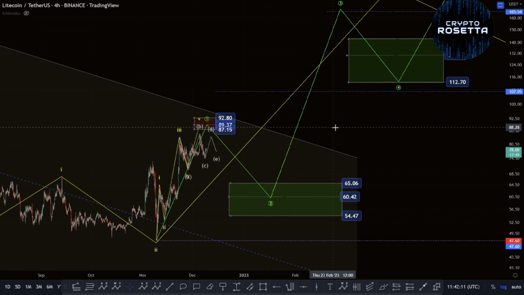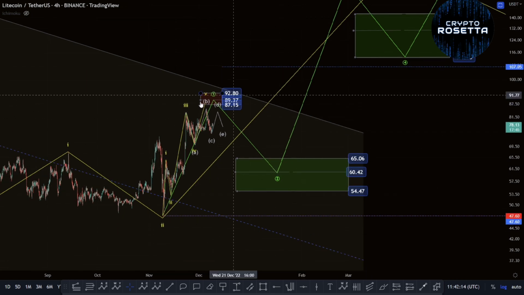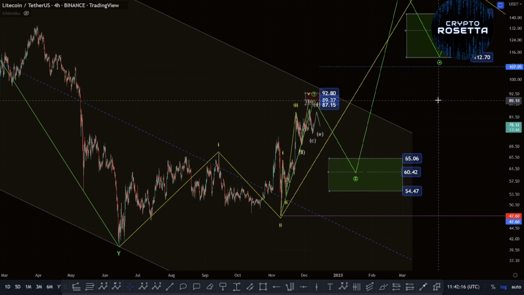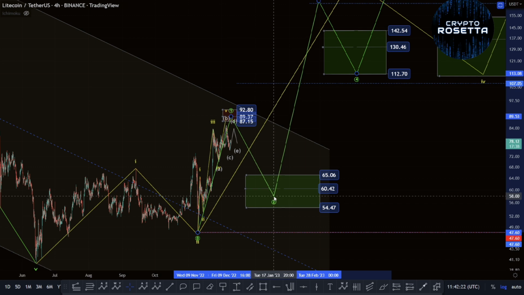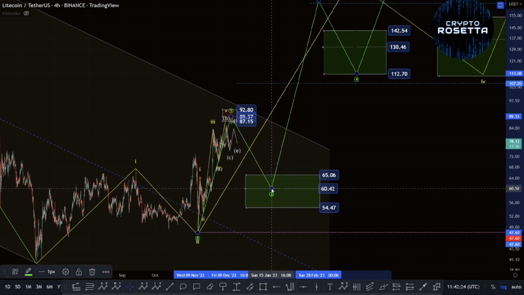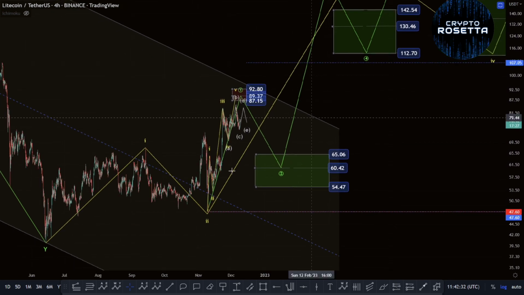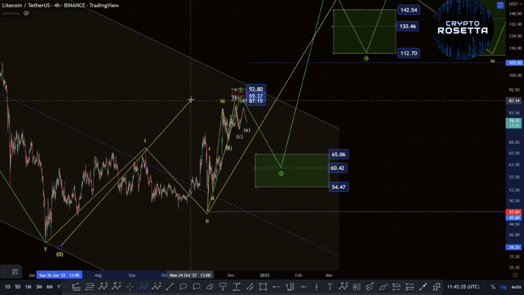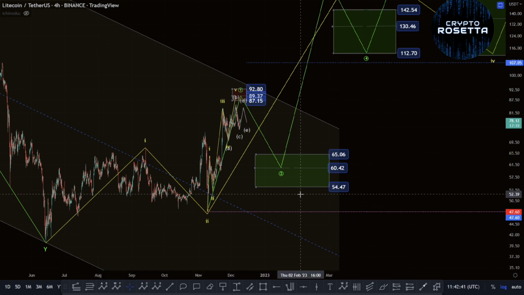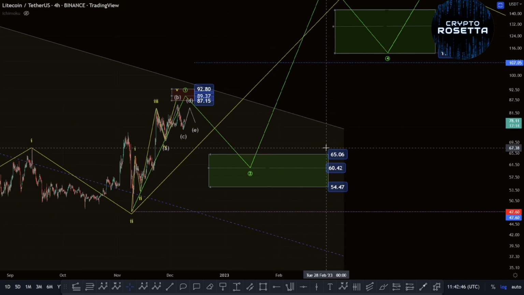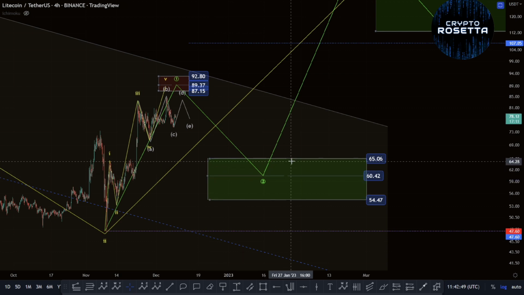So we just need to be aware that this is just for providing a roadmap. Should we get a breakout out of here, it's not guaranteeing anything like that. Should we find support within this zone and then move back up and take this top again, then it becomes more likely that we're within this move. But we would still have to be cautious that we don't just have a bigger A, B, and then a C, and then it looks to break down again to lower lows. So we're just going to be monitoring this, and we'll keep you up to date with these videos.